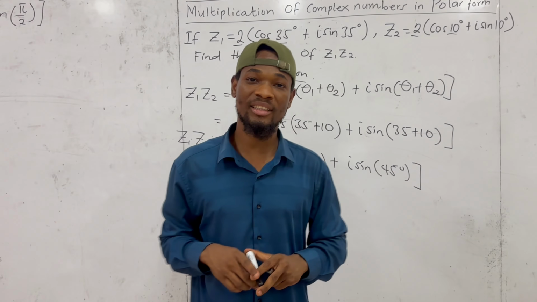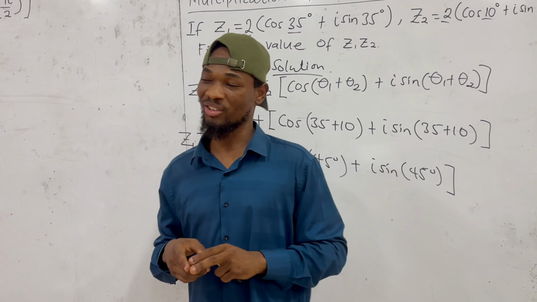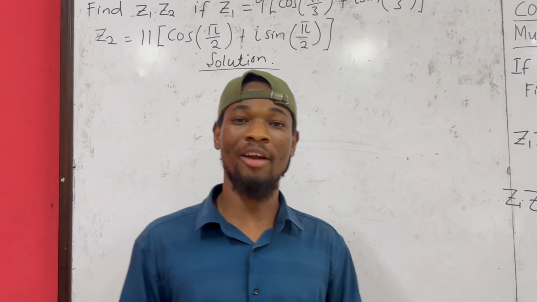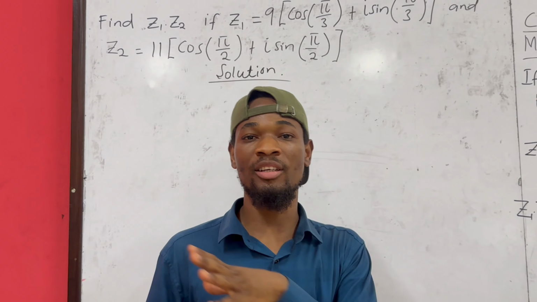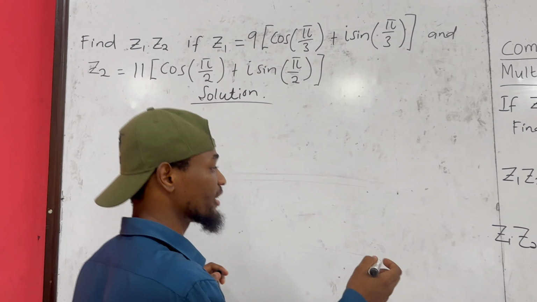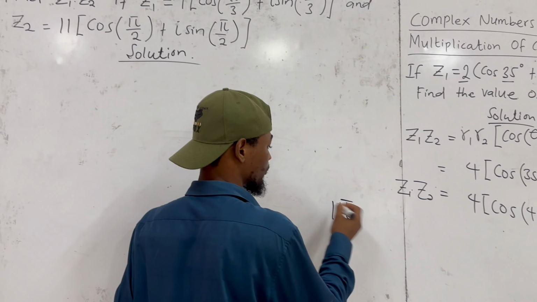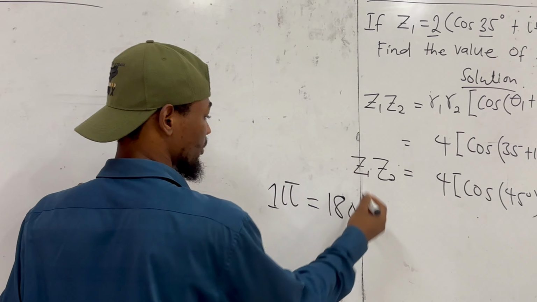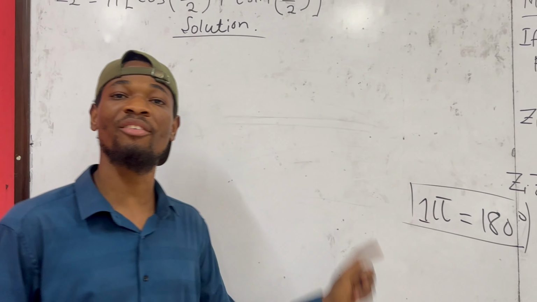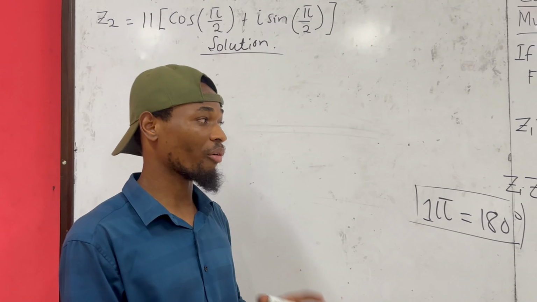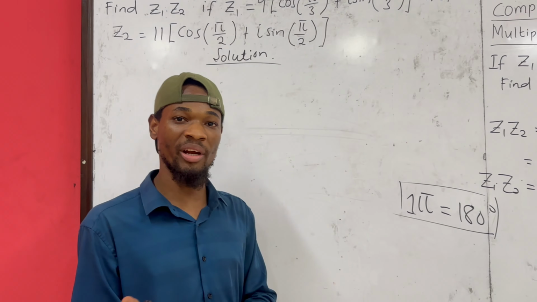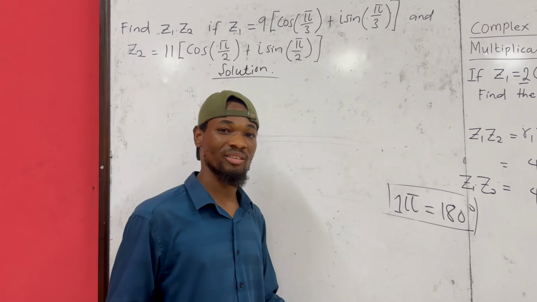Let's look at the second question on the board. First, remember I said the argument or the reference angle can either be represented in degree form or in radian. This is the relationship: 1 pi radian is equal to 180 degrees if you want to do the conversion. So the first question we had already solved can be changed from degrees to radian using this.